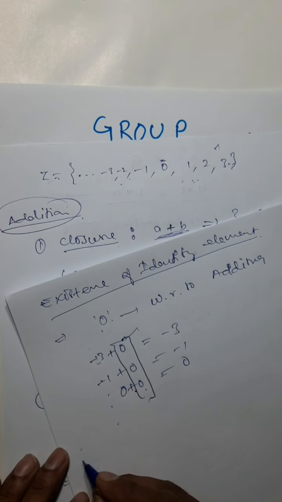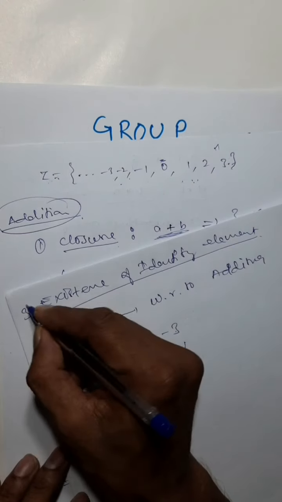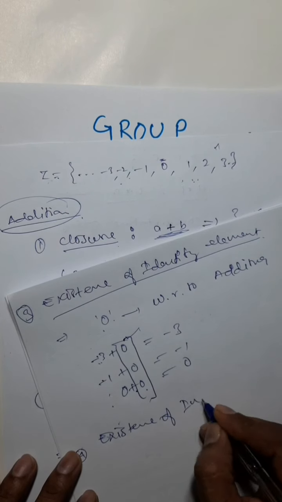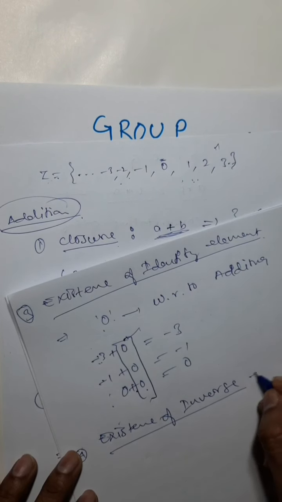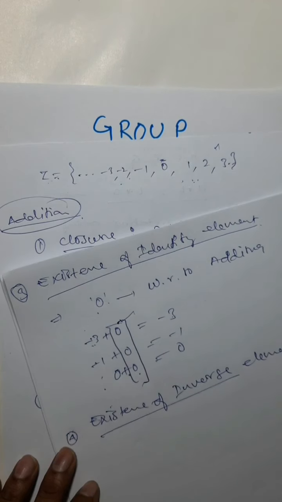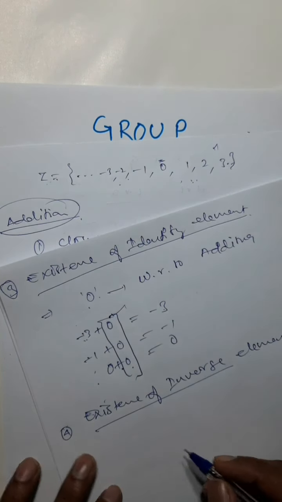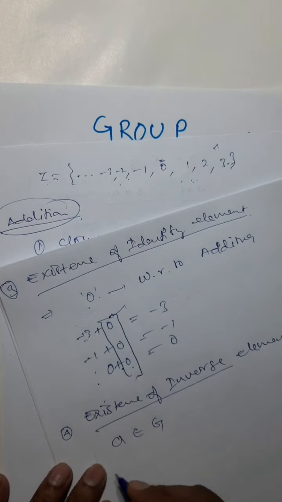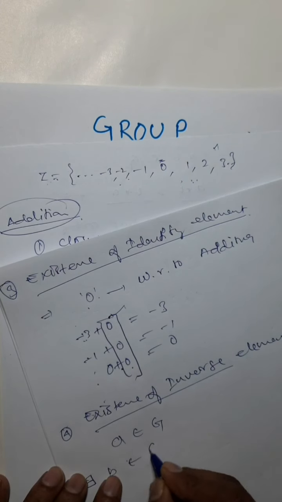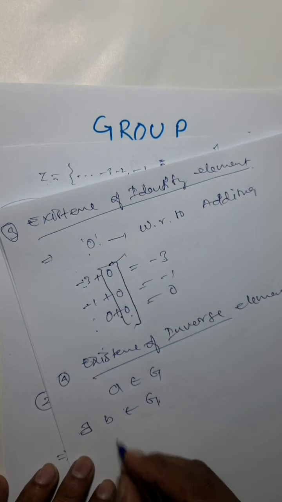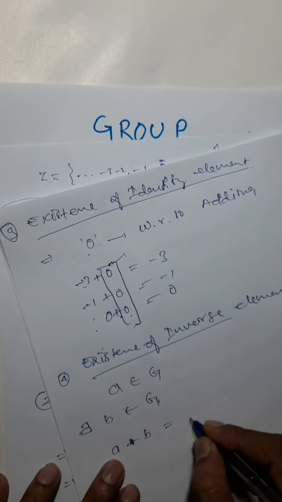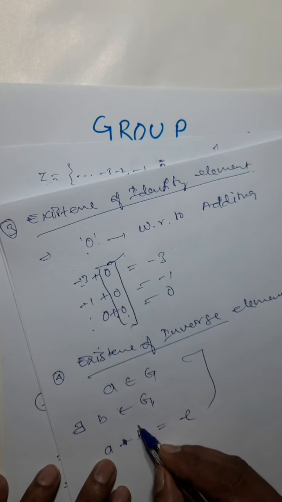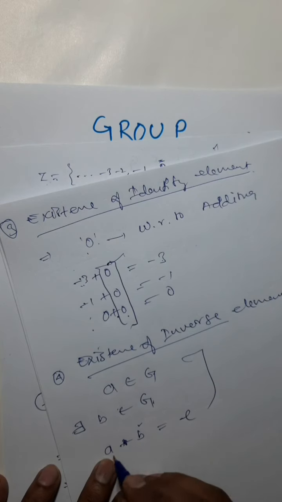Next one, last property, the fourth property, this one is the third one. The fourth property is existence of inverse element. Existence of inverse element means if A belongs to the set G, then there must exist some element B belonging to the set G such that A binary operator B is equal to the identity element. Then we can say that existence of inverse element holds for every element if this happens.